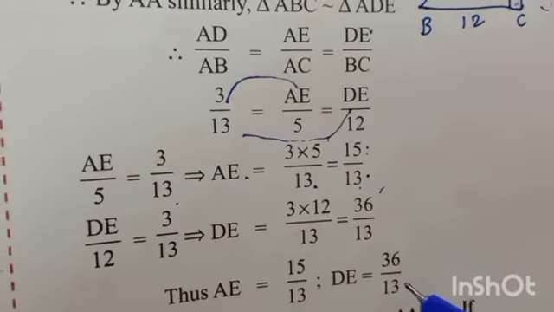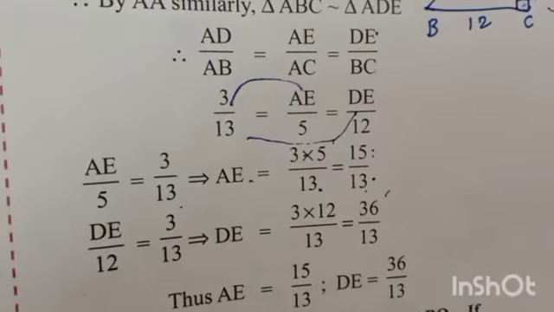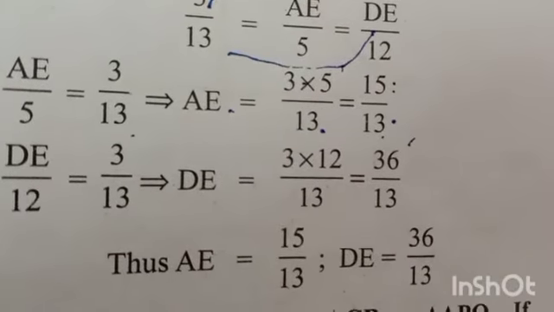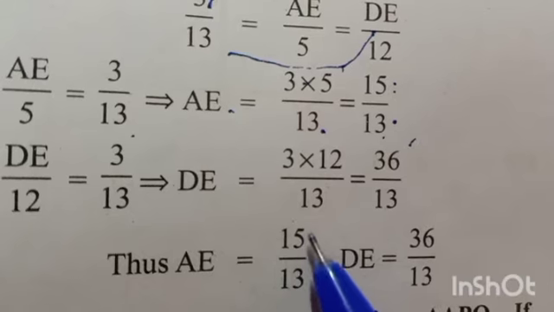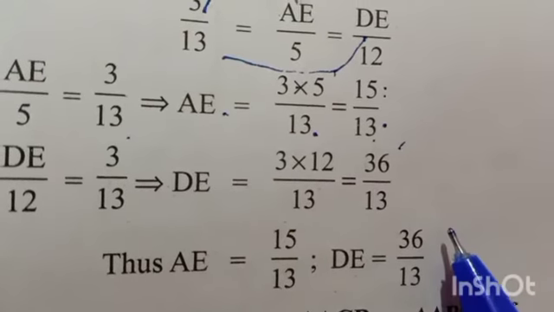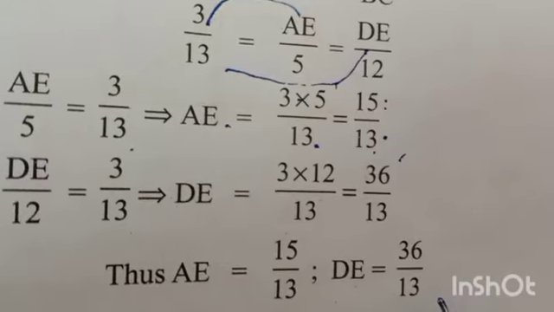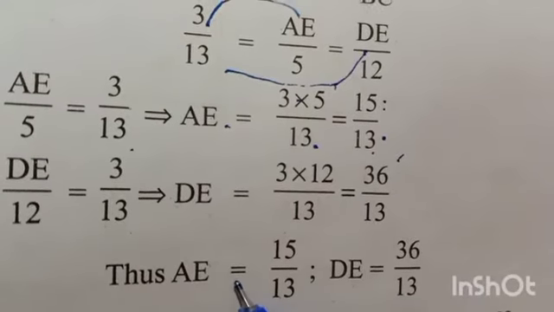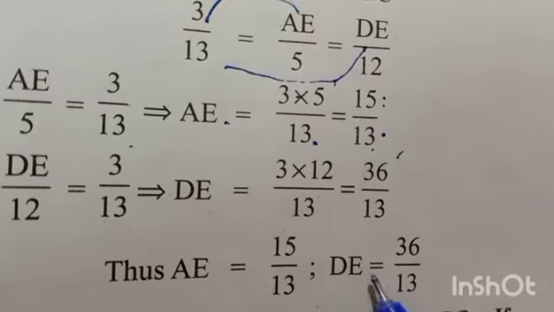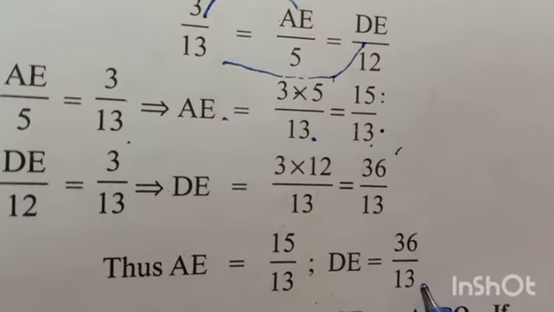Okay. We want to find the sides you need, so you have to take and write them separately. AE is equal to 15 by 13. DE is equal to 36 by 13. Okay, the question asked for the AE value. AE is equal to 15 by 13. DE is equal to 36 by 13.